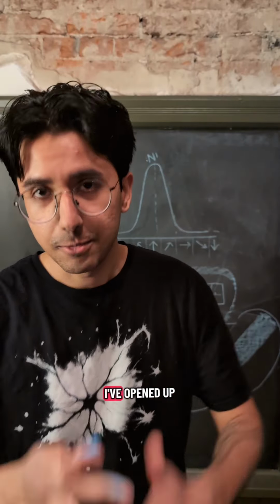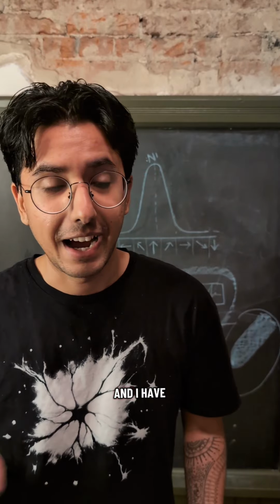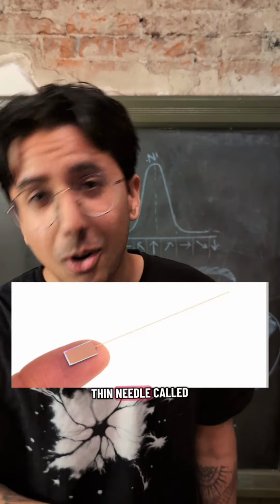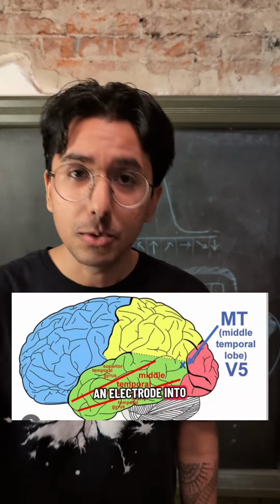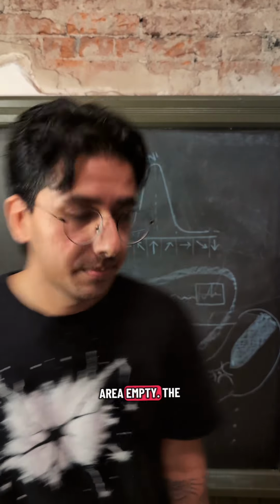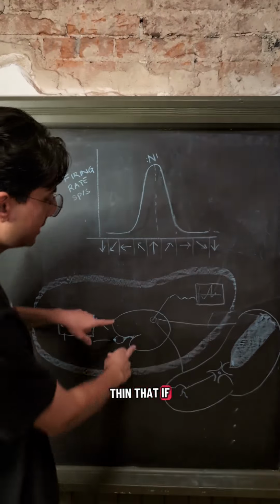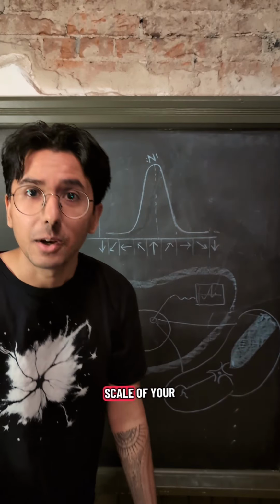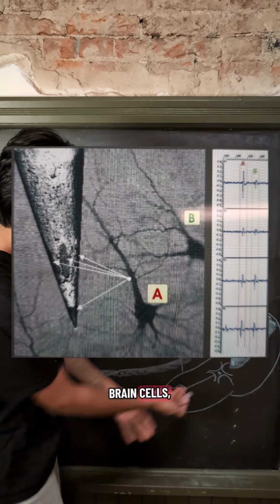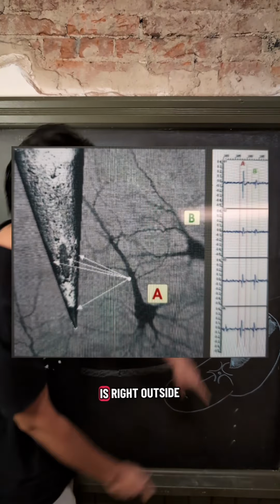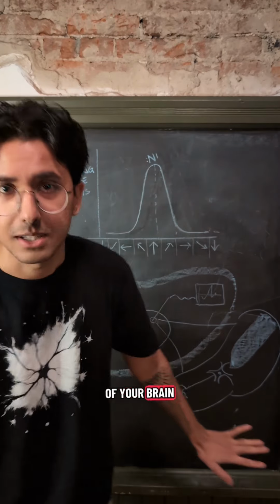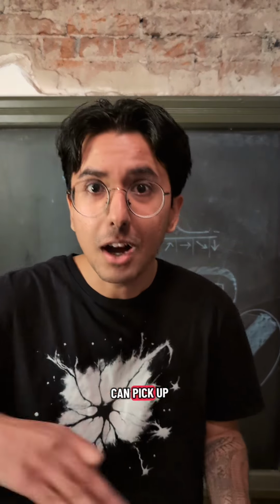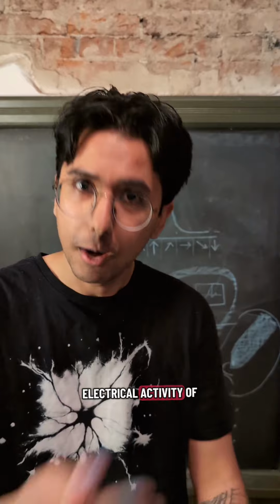So let's say I've opened up your brain and I have stuck a very thin needle called an electrode into that area MT. The needle is so thin that if this is your brain, and I magnify how it looks on the scale of your brain cells, if this is a brain cell, the needle is right outside of your brain cell, okay? And so it can pick up all of the electrical activity of your brain cells.